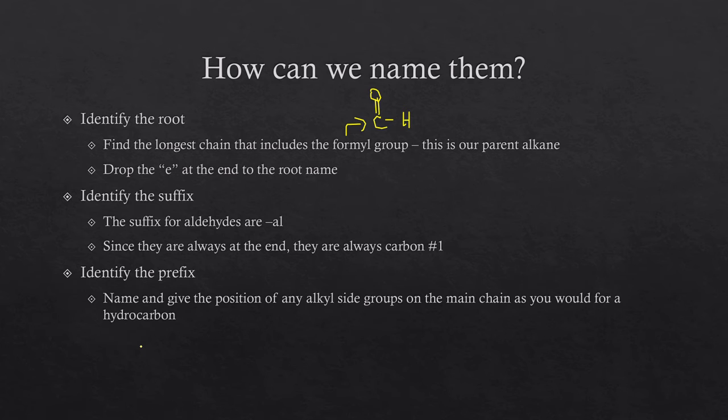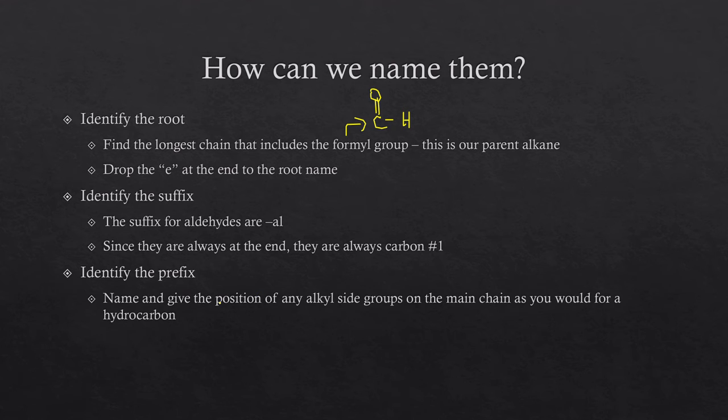To identify the prefix, all we have to do is name and give the position of any alkyl side group on the main chain, as you would do for any other hydrocarbon. And remember, the formyl group has to be carbon number 1, and the parent chain has to have the formyl group on it.